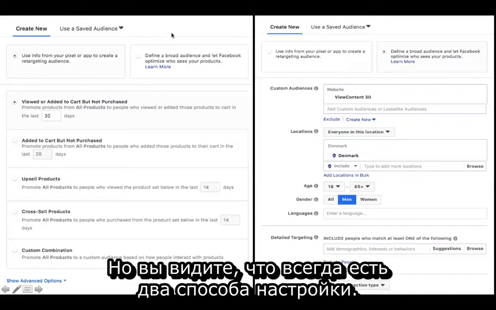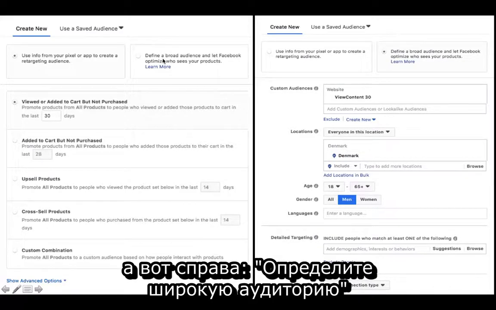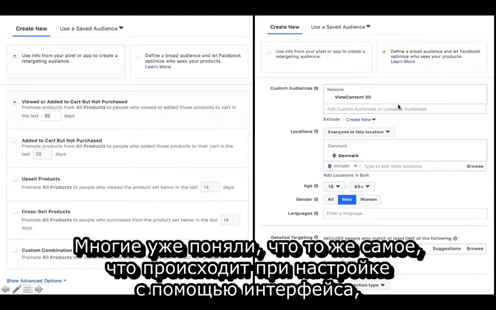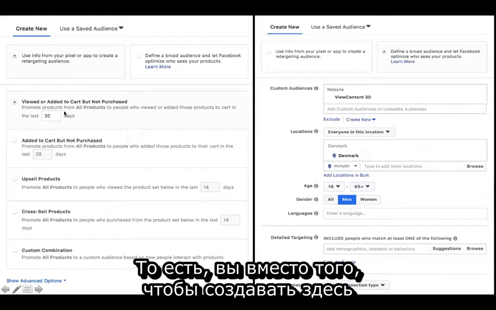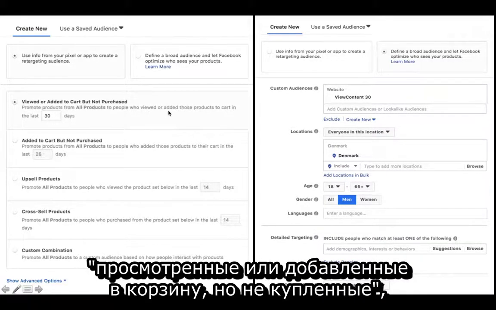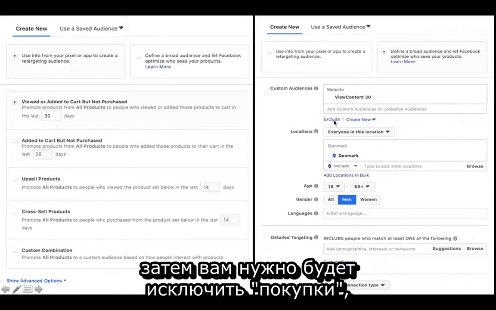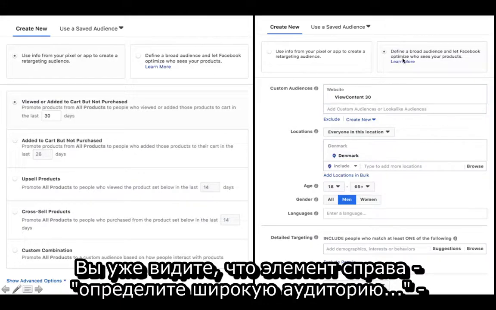But you always see that there are two ways to set it up, right? So the one is the interface from Facebook, and the right one is define a broad audience and let Facebook optimize who sees your product. So what many people have already understood is that you could do exactly the same of what you do here with the interface, also on your own. So if you just, instead of creating here viewed or added to cart, but did not purchase, you could also just select here view content, and then you would need to exclude, so simply put exclude purchased, and it's going to be exactly the same.